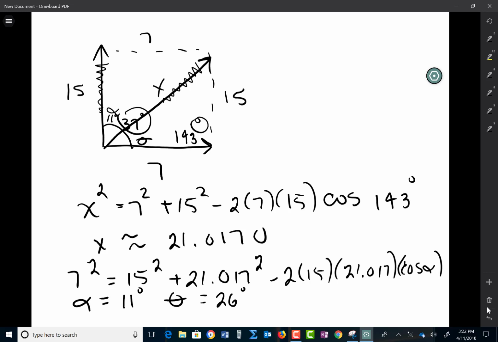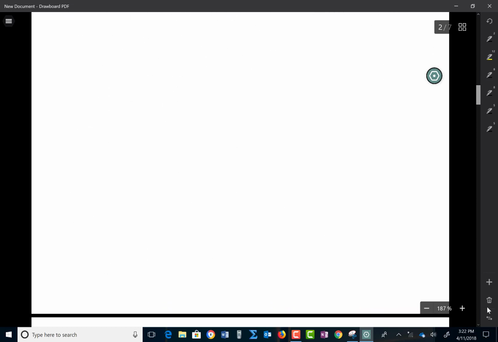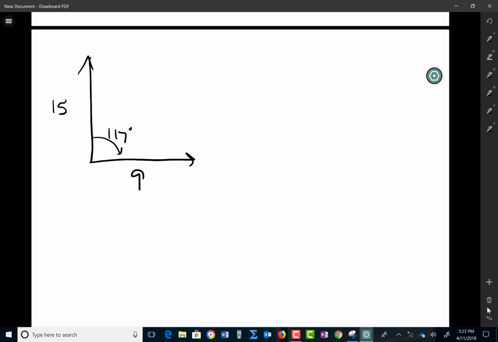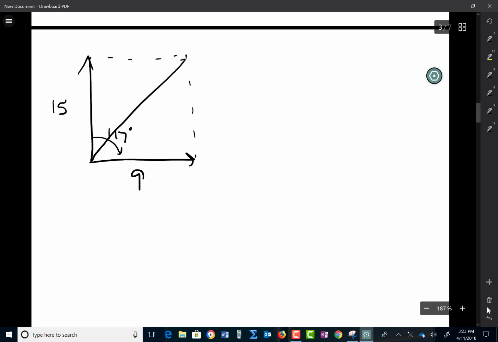Number 3 says, forces of 15 pounds and 9 pounds act on each other with an angle of 117 degrees. So this one's just like the last one. 15 pounds, 9 pounds, angle of 117 degrees. And it says the magnitude of the resultant force. So again, I prefer the parallelogram method. Found my resultant using the law of cosines.